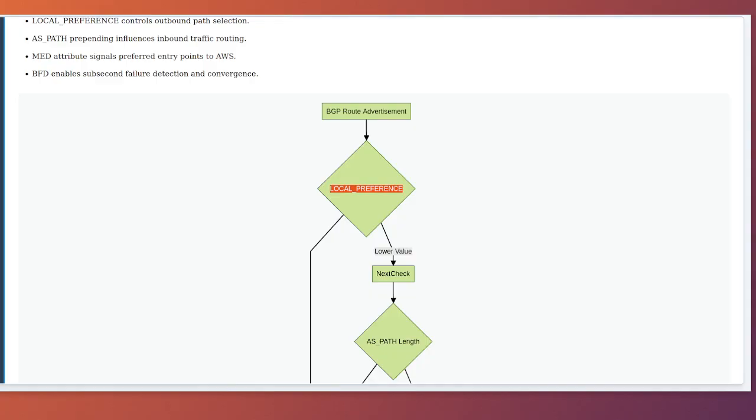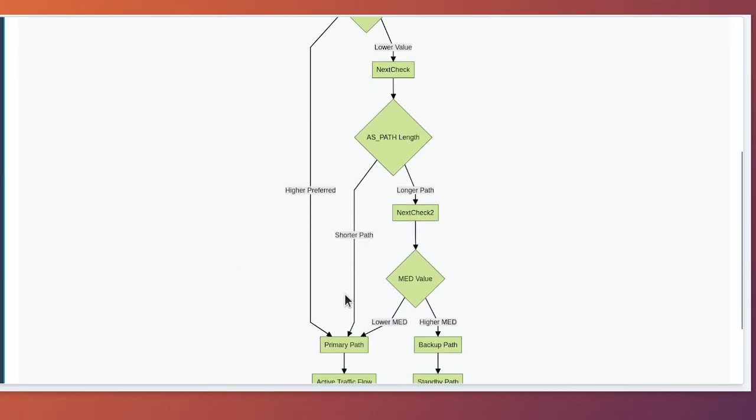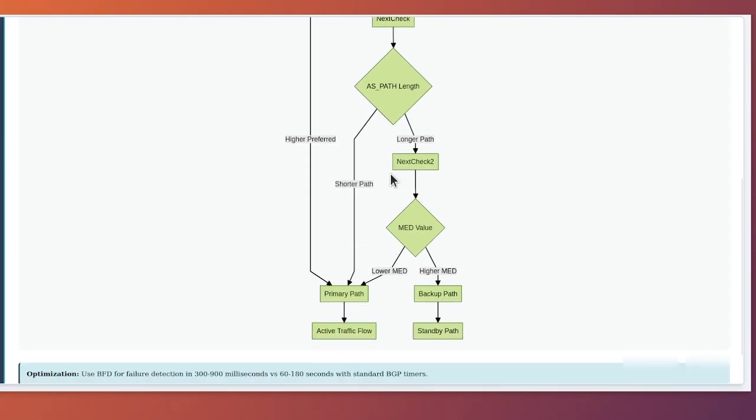If the local preference is equal, BGP looks at AS path length. Routes with shorter AS paths are preferred. You can artificially make one path less preferred by prepending your ASN multiple times in the AS path. For example, if you advertise routes through one Direct Connect connection with a normal AS path, and through another connection with your ASN prepended 3 times, AWS will prefer the shorter path. This technique is useful for implementing active-passive failover scenarios where you want traffic to use one connection unless that connection fails.